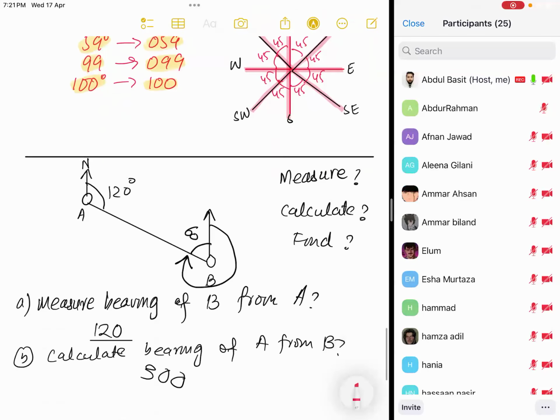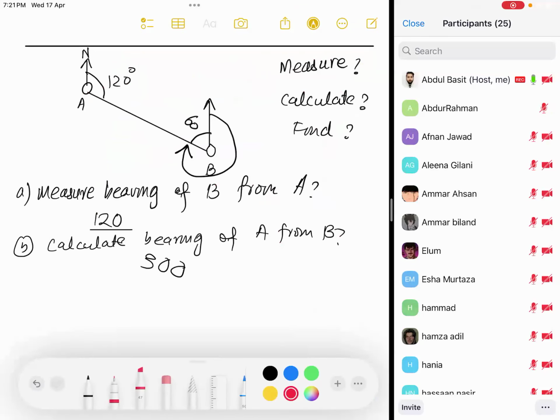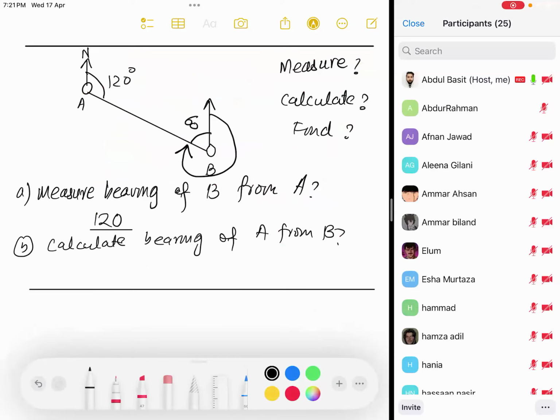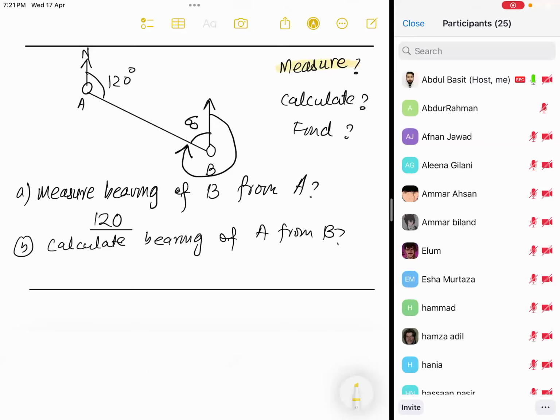Now there is a question on bearing here, and we will solve more questions as well, because I'm done with the notes here and I have to rewrite here again. Try to understand this thing. You will get three words in this question from the Cambridge. The first is find using measure. The second one is calculate, and the third one is finding.